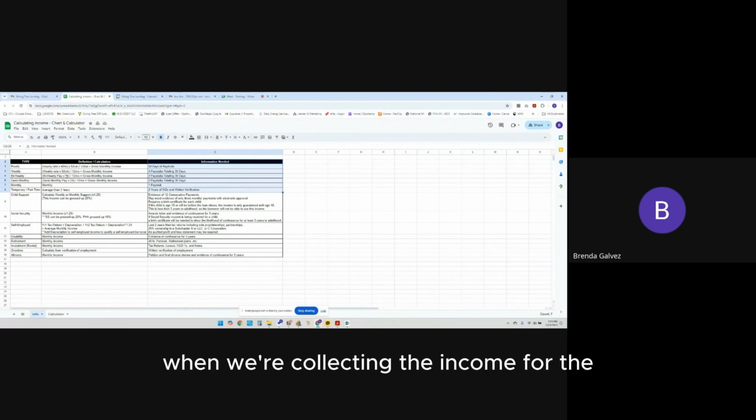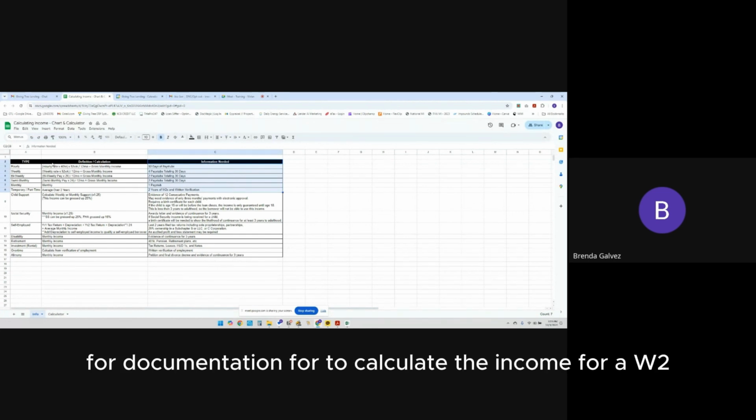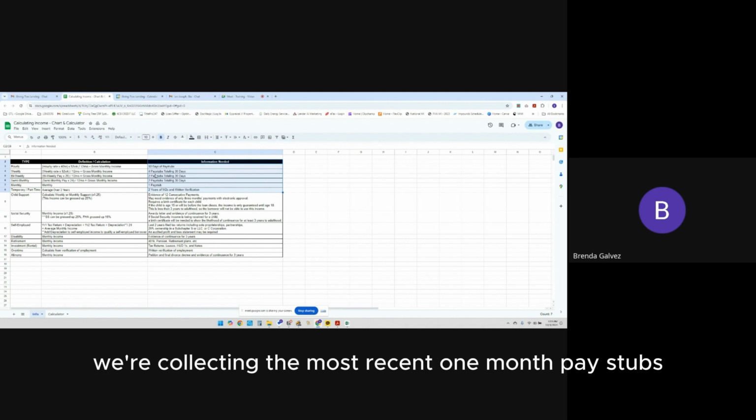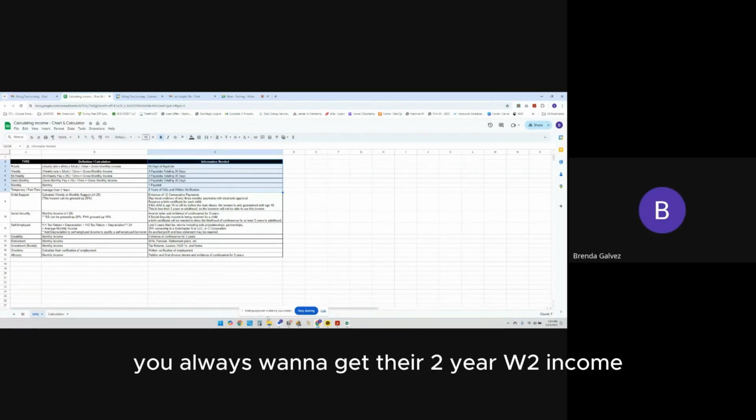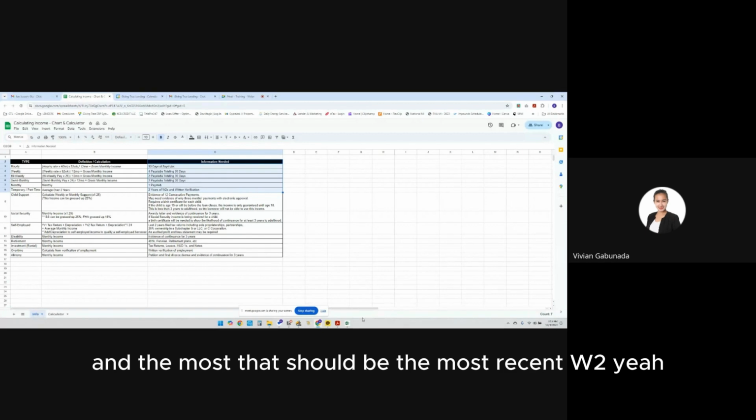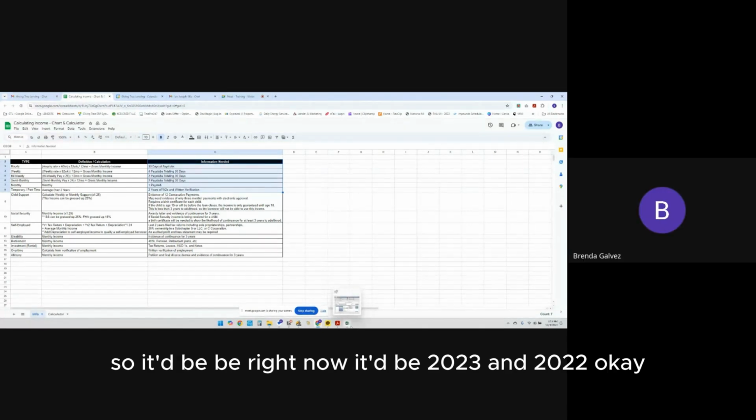When we're collecting documentation to calculate income for a W-2, we're collecting the most recent 1 month of pay stubs plus 2 years of W-2s. That's always the case. If they're a W-2 employee, you always want to get their 2-year W-2 income, and it should be the most recent W-2s. So right now it'd be 2023 and 2022.